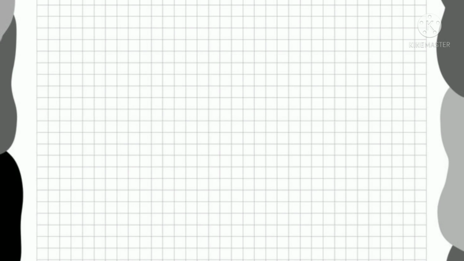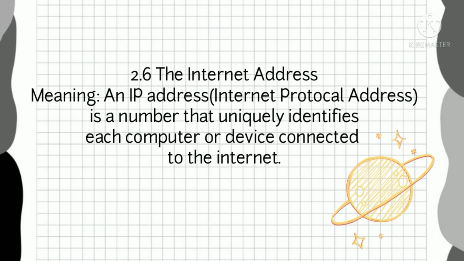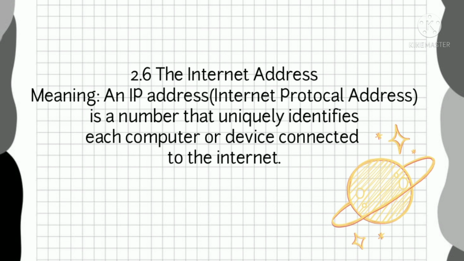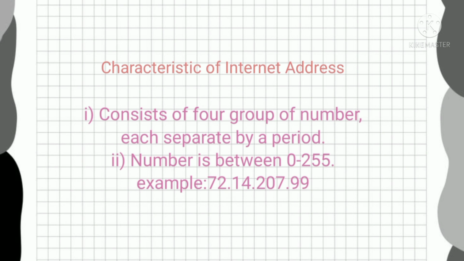I'm from K4 2.6. The internet address, meaning an IP address, internet protocol address, is a number that uniquely identifies each computer or device connected to the internet. Characteristics of an internet address: first, it consists of 4 groups of numbers, each separated by a period. Second, each number is between 0 and 255. That is the example for an internet address.